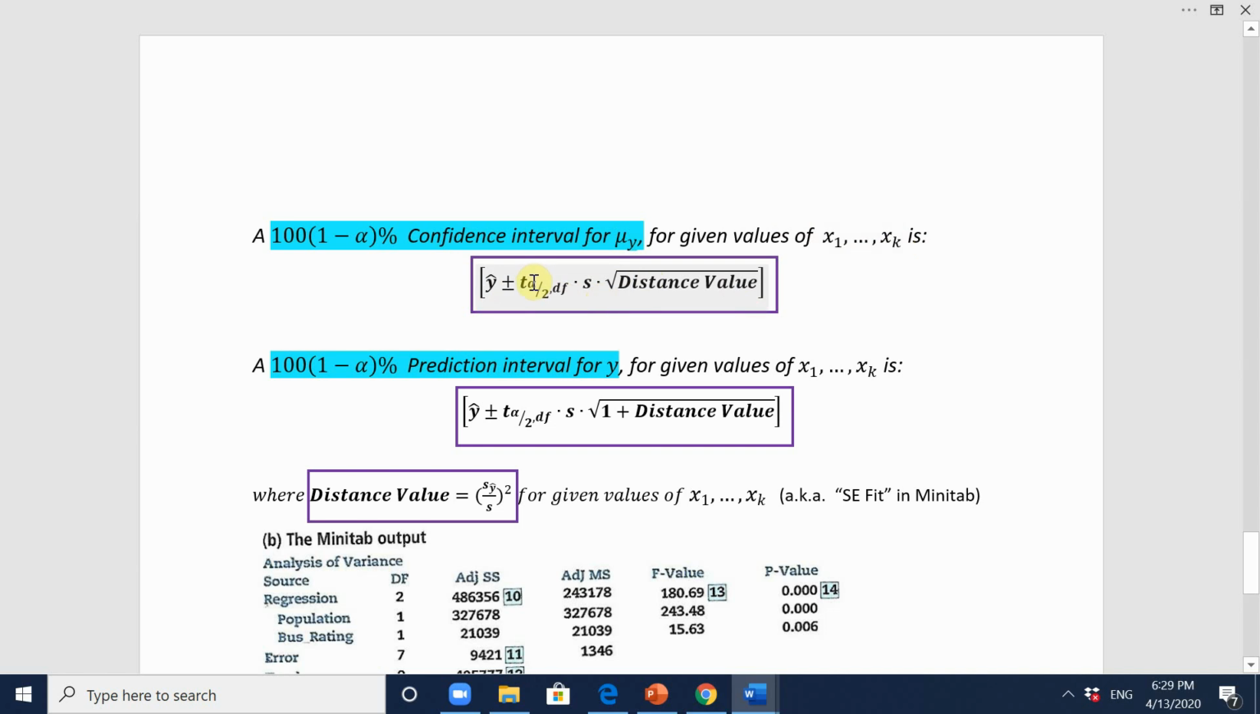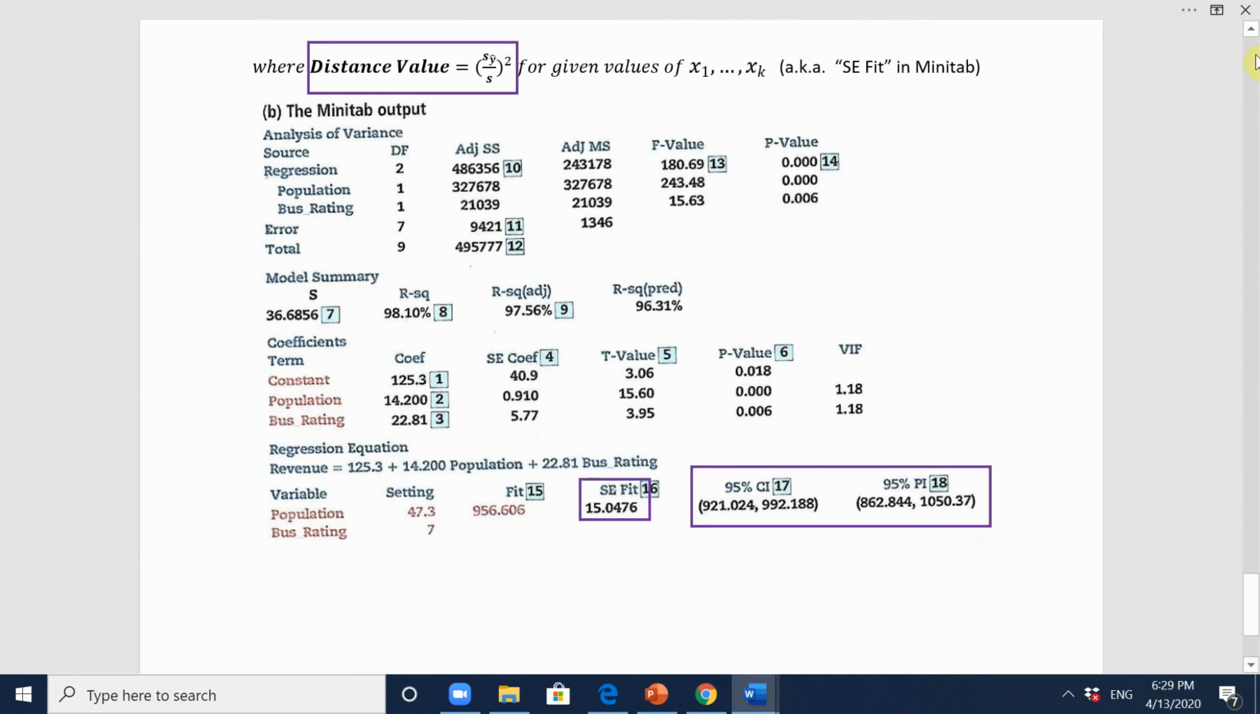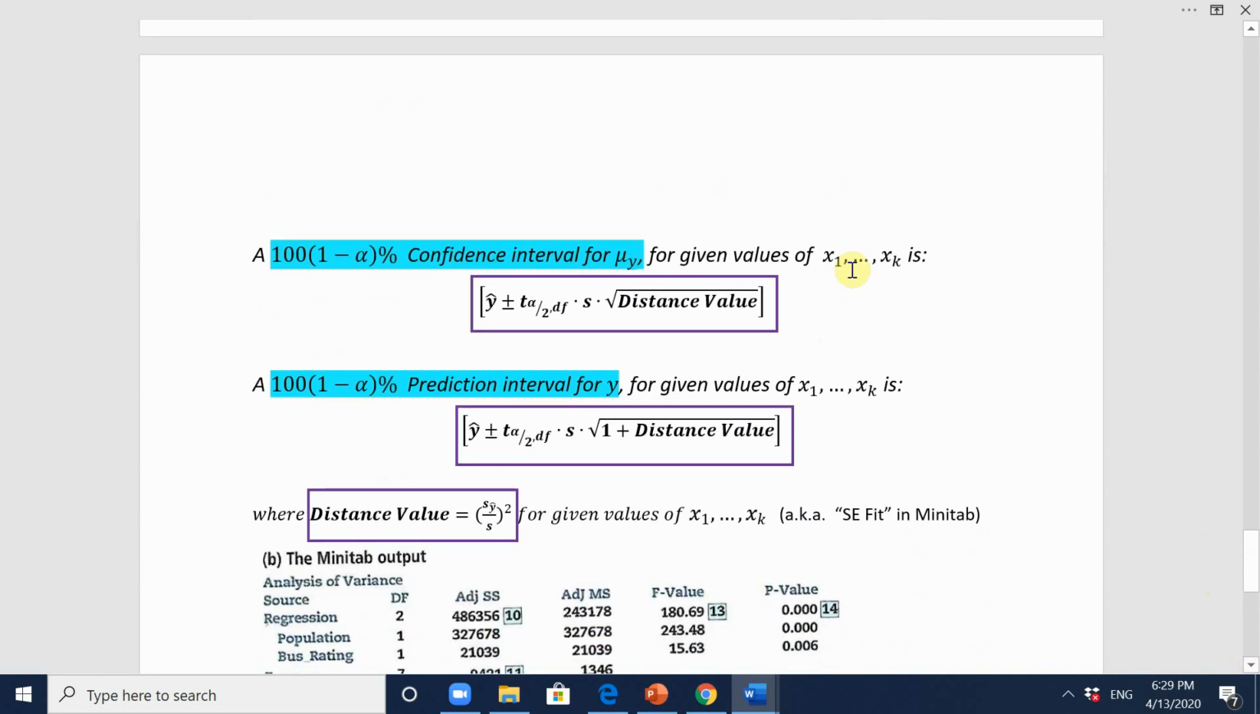Margin of error here is made up of a critical point, coming from the t-distribution. The degrees of freedom here, by the way, is always n minus k minus 1. So please note that. The degrees of freedom here is always going to be n minus k minus 1. I should probably add that. And that is multiplied by a standard error for y hat.